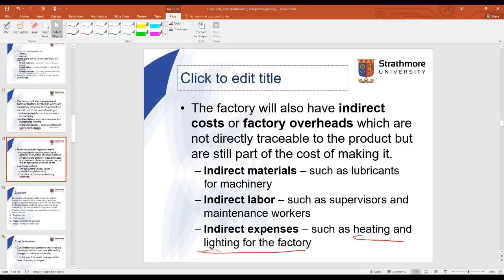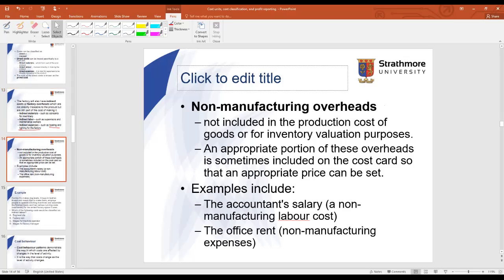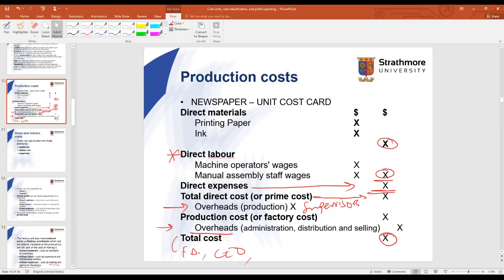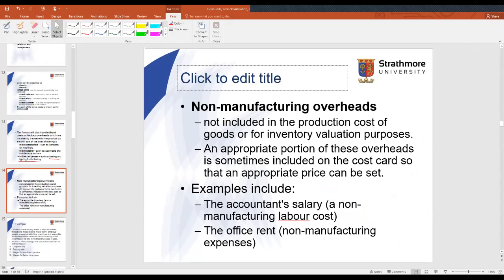We can also classify costs based on whether they are involved in manufacturing or they are non-manufacturing overhead. I think we mentioned already that the only thing we need to include when getting the product cost, let me just refer back to the cost card for the sake of reference. The only things we include in the cost card when getting the total cost of the product are the direct material, labor, and the production overhead, the factory cost, nothing else. The non-manufacturing costs or overhead are not included.